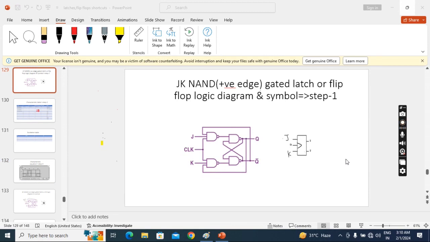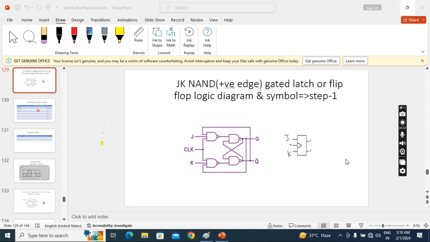In this lecture, we'll discuss the necessity of JK flip flop. First we implemented SR flip flop. With SR flip flop providing set and reset, we are able to store 1 and 0. But in SR flip flop, one state is an unused, invalid state. We wanted to make it useful. That's why we implemented JK.